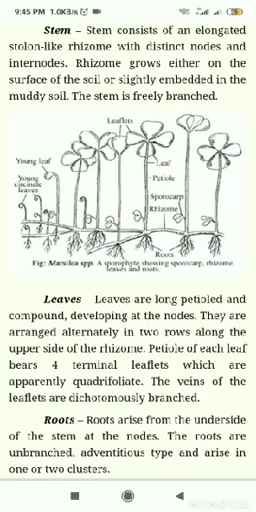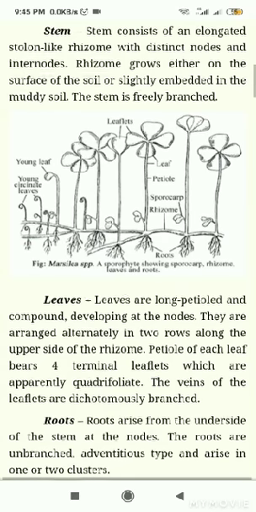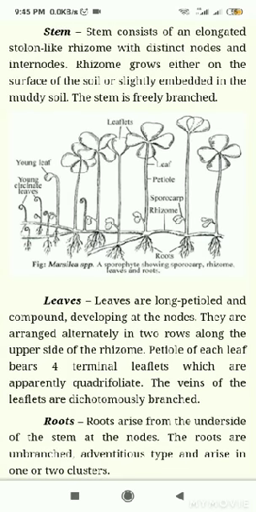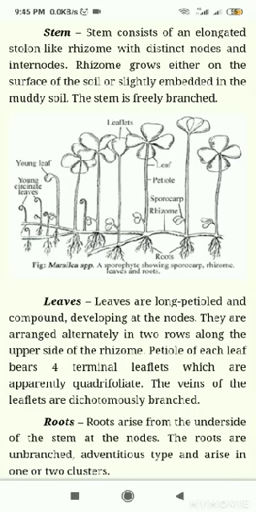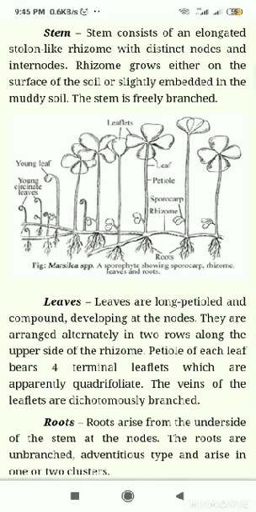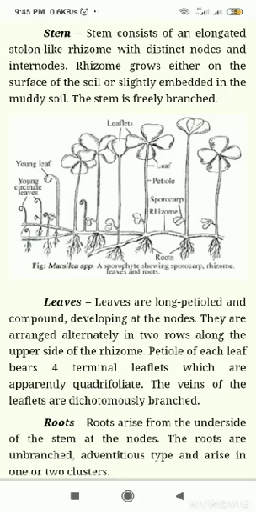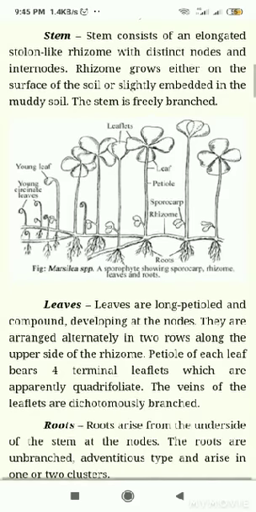Here is the diagram which shows the sporophyte with sporocarp. This is the small sporocarp. Then these are the long, elongated, horizontally placed rhizomes. These four are the leaves, and at the bottom there are roots.